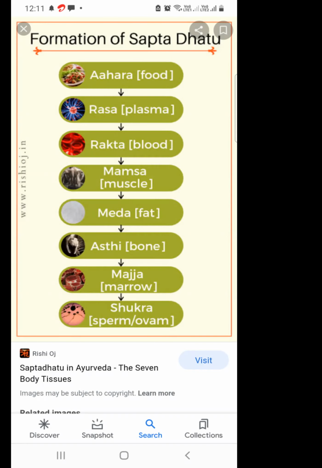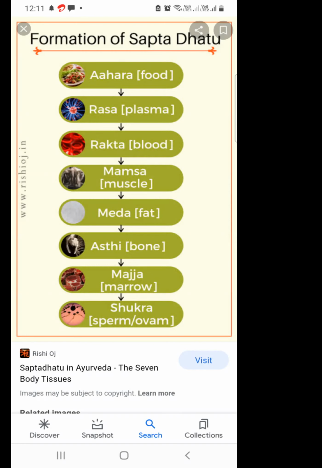Okay. Then this ras becomes rakt. Rakt means blood. Ras becomes rakt, which means blood. And what forms the blood is cooked ras. Cooked plasma makes the rakt. The final essence of the plasma becomes the rakt, blood. And it again takes 5 more days.